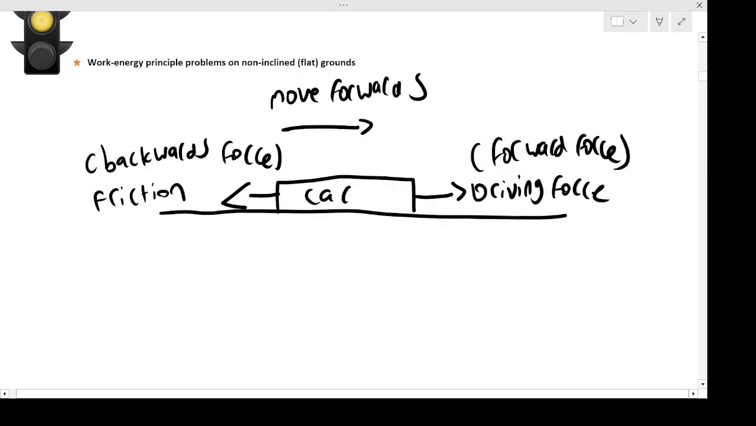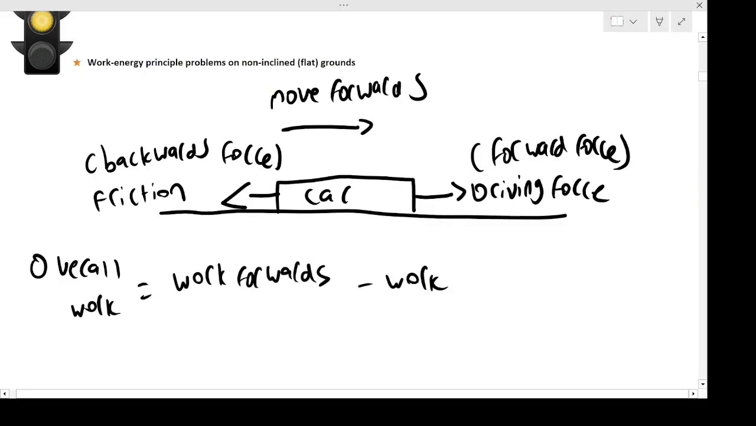Now, the car's obviously moving forwards, so we've got one force trying to move it forward and one trying to move it backwards. Again, they're both going to do work, to move it forward and backwards. So then we can work out an overall work, which is the difference of these two. So it's going to be the work forwards, take away the work backwards.